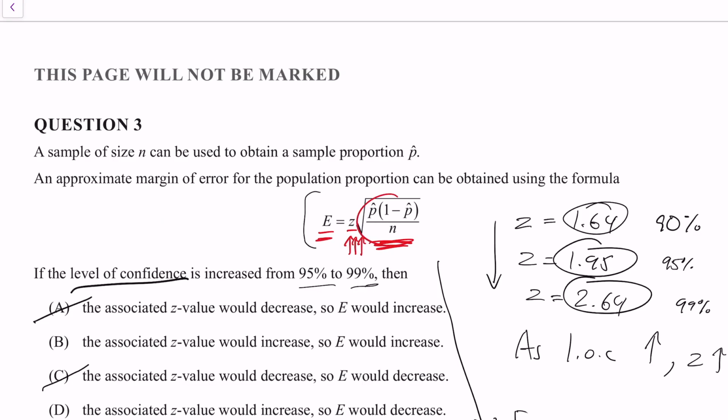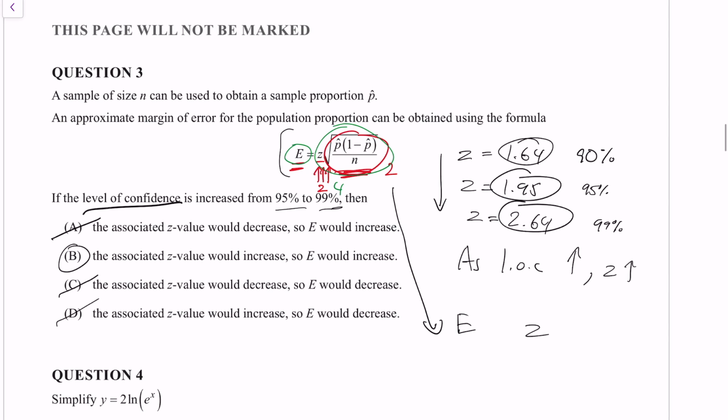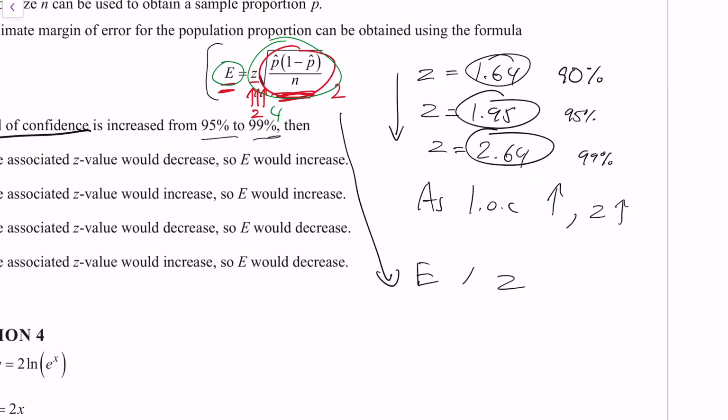Just pretend E was a value like 2, it can be anything, and Z was maybe 2 as well. If we increase Z to a higher number, say 4, then this entire expression, in other words E, will definitely increase. It's just common sense as well. So we can cross out D, and the answer is really B, because mathematically E is proportional to Z.